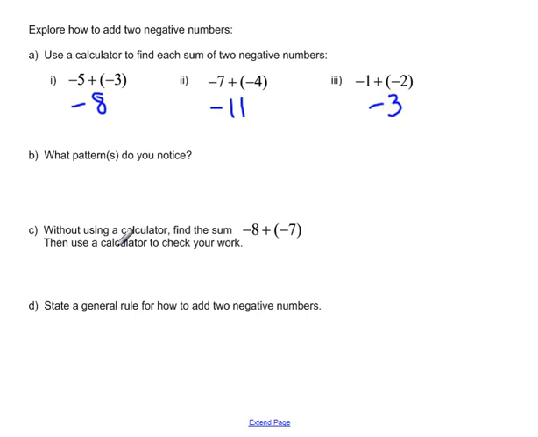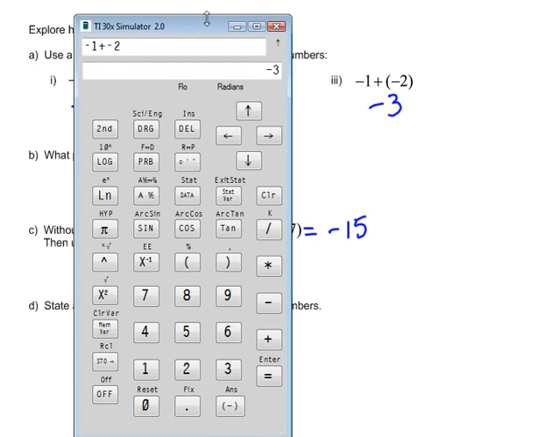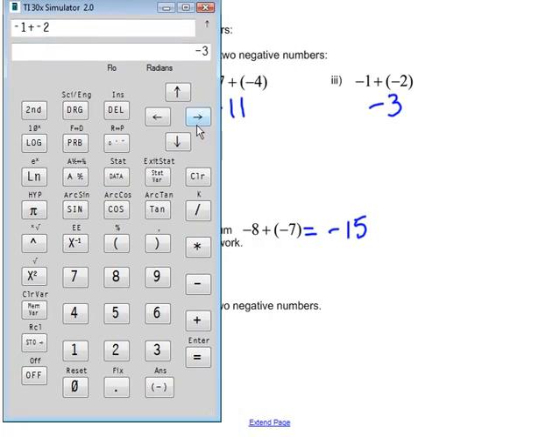So if we follow that reasoning without using a calculator, find the sum. So remember what we thought. If we take these and add them as if they were just plain old whole numbers, 8 plus 7 would be 15, but because they're negative, we think the answer should be negative. Let's check that with our calculator. Let me move this over here and clear out our last problem. So we have -8 plus -7 equals, sure enough, that's -15.